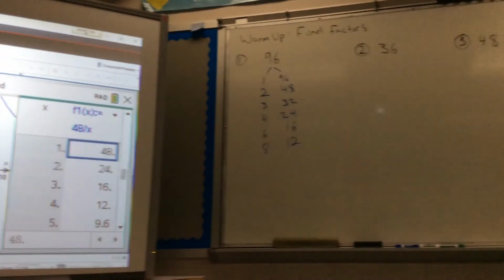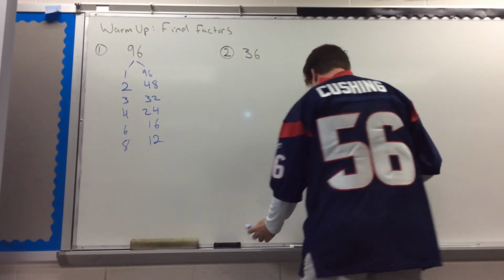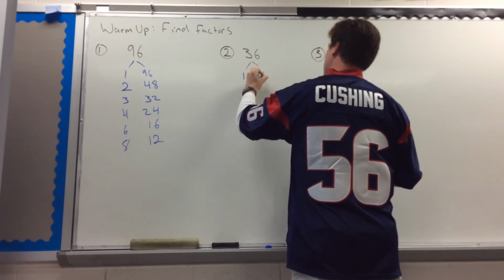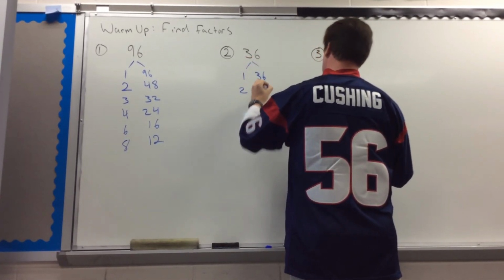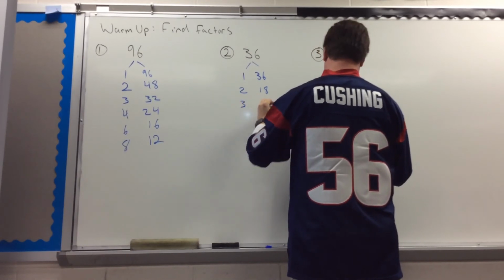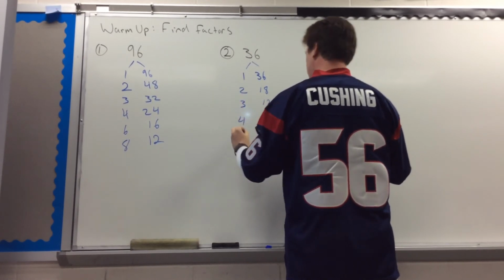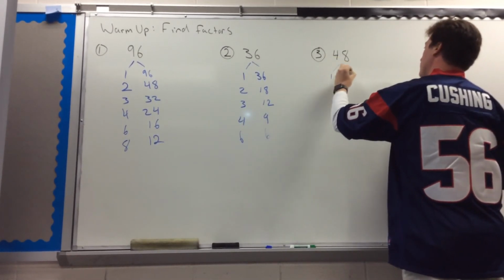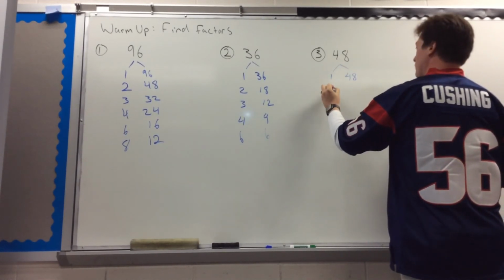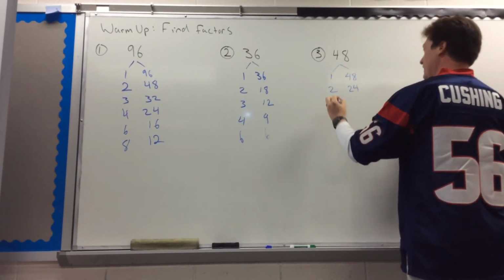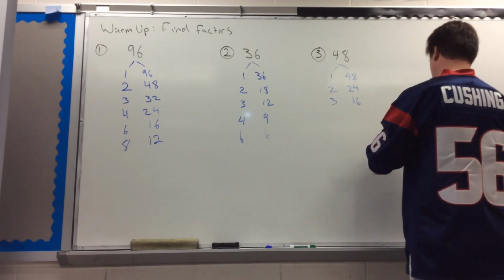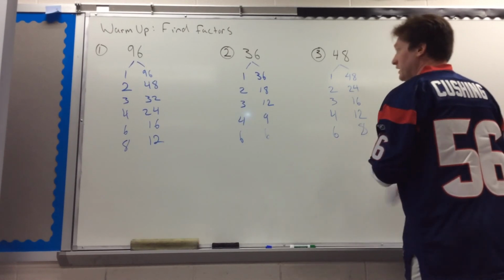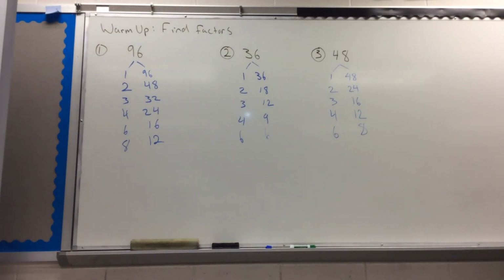Back over here. So the factors for 36, as we found, were 1 and 36, 2 and 18, 3 and 12, 4 and 9, 6 and 6. And then for 48, it was 1 and 48, 2 and 24, 3 and 16, 4 and 12, and 6 and 8. That's how you find factors with any number that's given to you. That takes care of your warm-up.